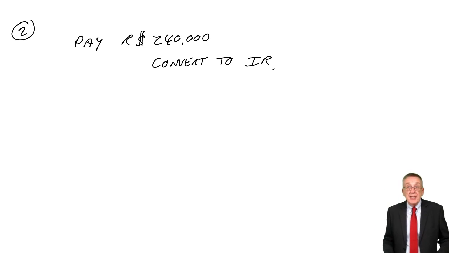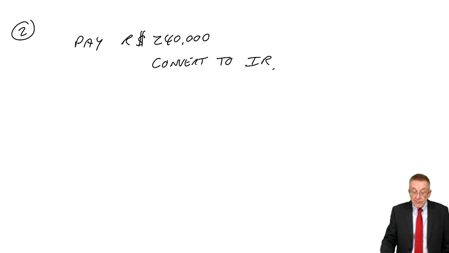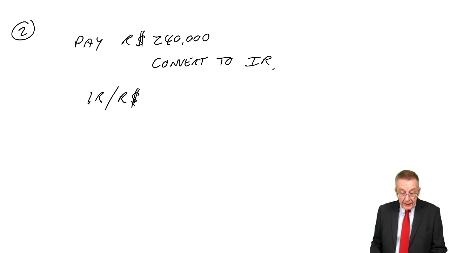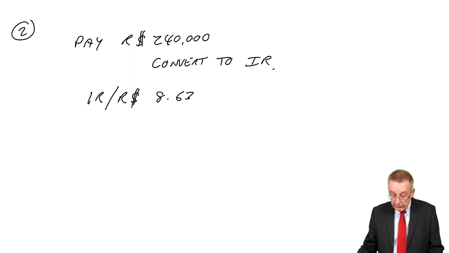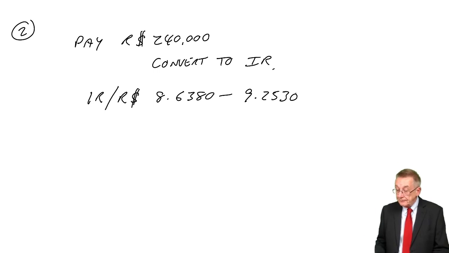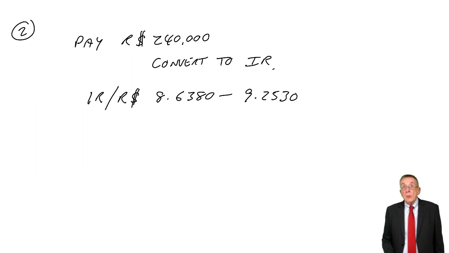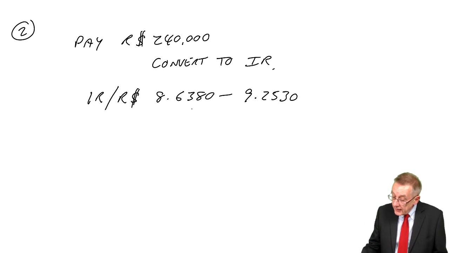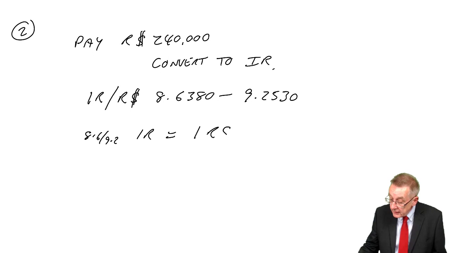We need to know how many Indian rupees it's going to cost us. Will it cost us 1,000 rupees? Will it cost us 10,000 rupees? Whatever. The current exchange rate, Indian rupee to the Ruritanian dollar, is 8.6380 to 9.2530. Well, it's two things. First of all, forgetting this spread for the moment, it's about 9. It means that 8.6, 9.2 Indian rupees are equal to 1 Ruritanian dollar.